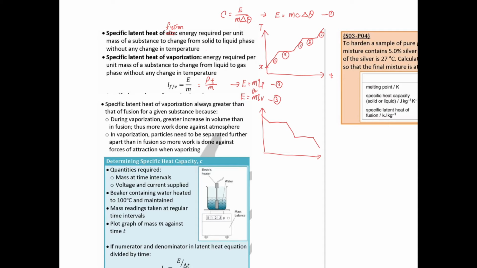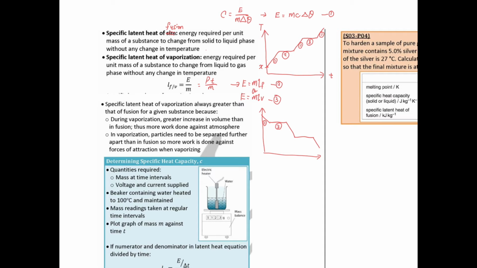Okay, so similar actually. The gas cools down, so there is a change in temperature. We use formula 1. And now from this point onwards is where the gas condenses into liquid. This process involves no change in temperature. So we use formula 3, latent heat of vaporization.